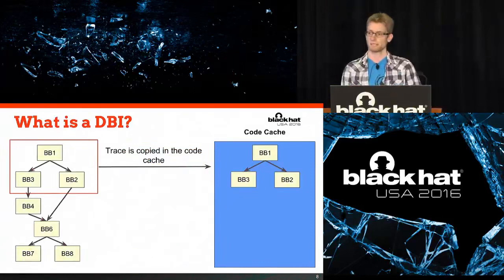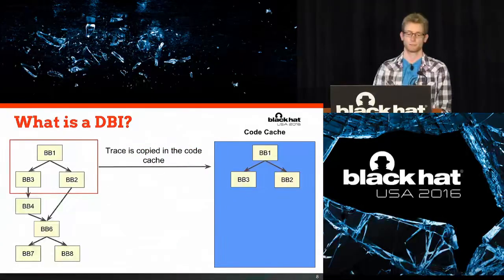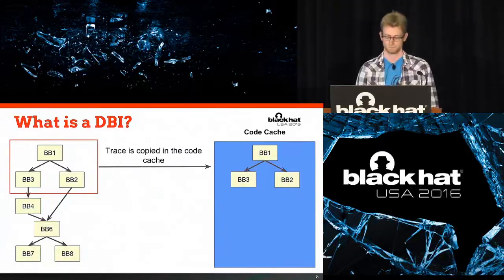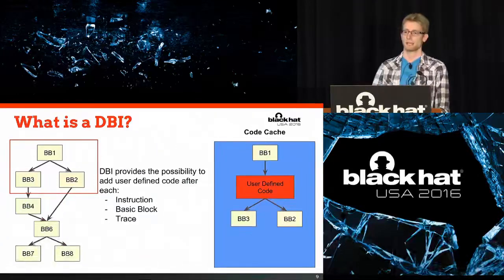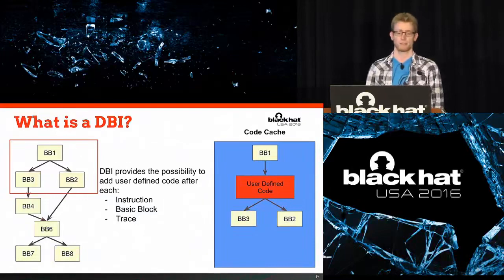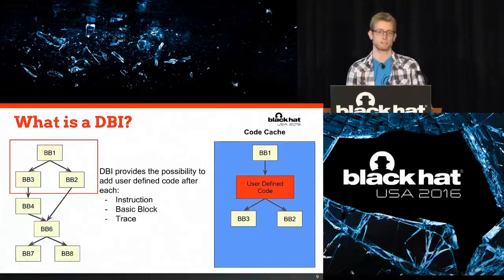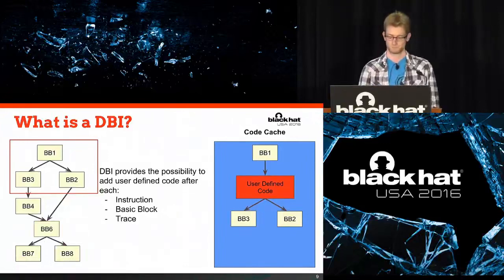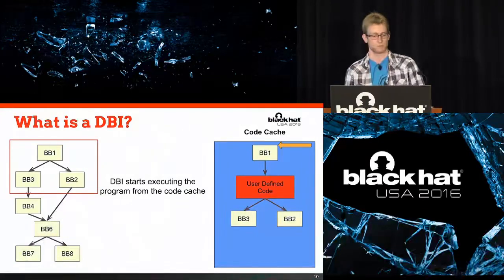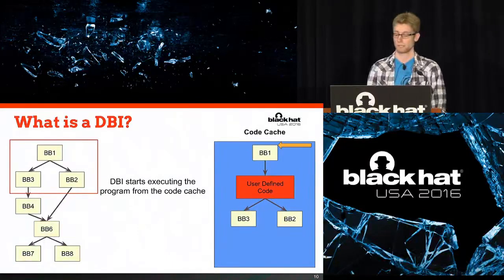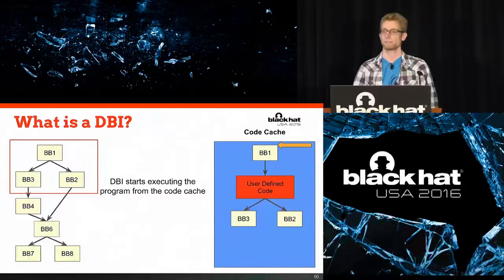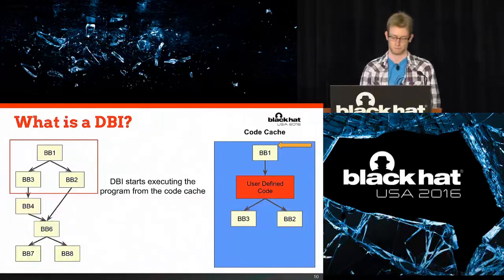The first thing that the DBI does is to identify the current execution trace and copy it in a heap allocated memory area called code cache. At this point, the DBI analyzes the code inside the code cache and allows the insertion of the user-defined code with a granularity at the level of the instruction, basic block, or trace. Finally, the DBI starts the execution of the newly created trace from the first instruction inside the code cache. Moreover, the DBI provides additional functionalities like Windows system call hooking and API hooking.